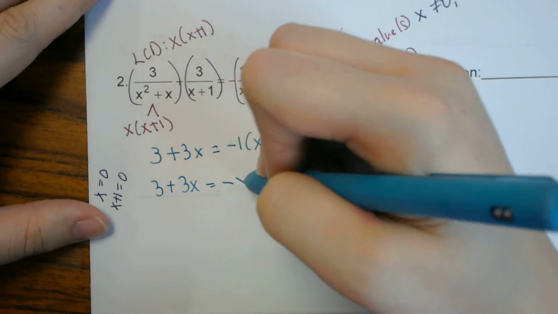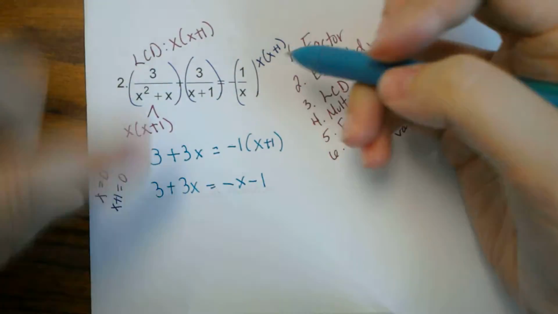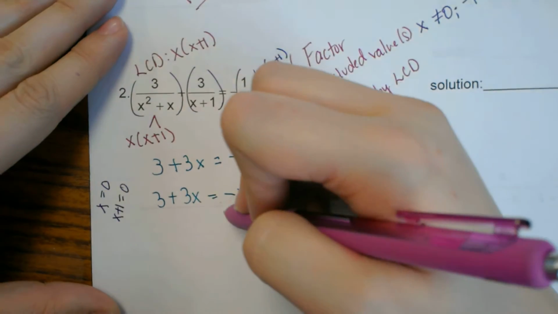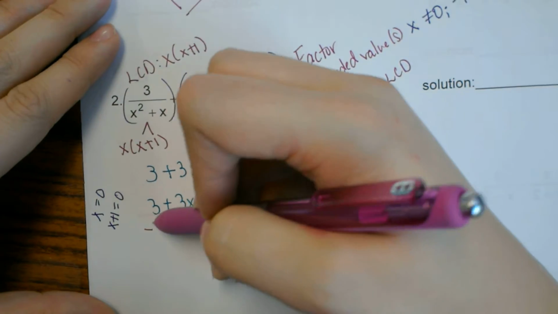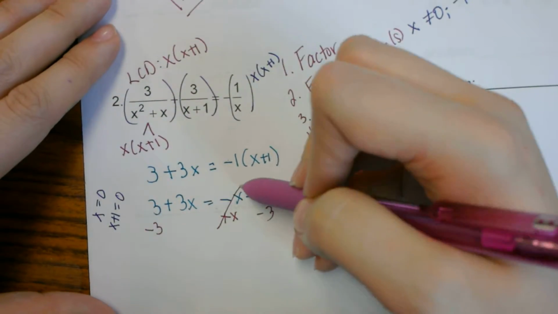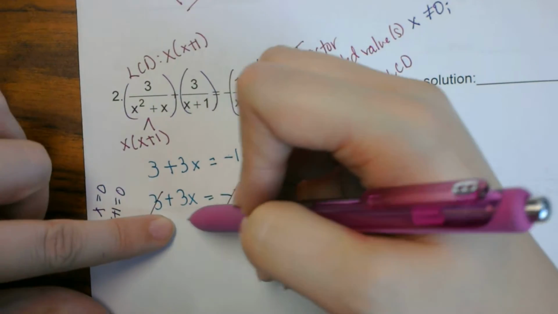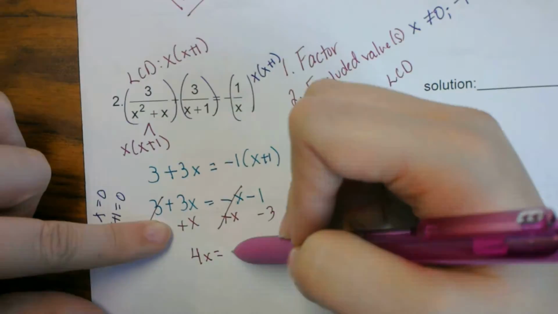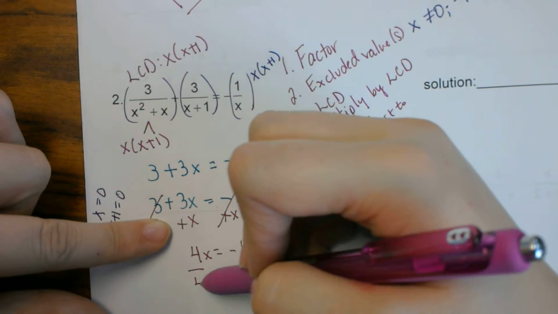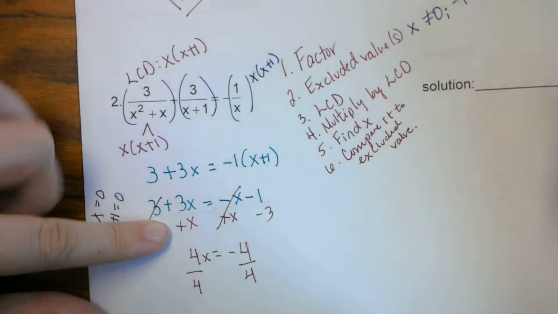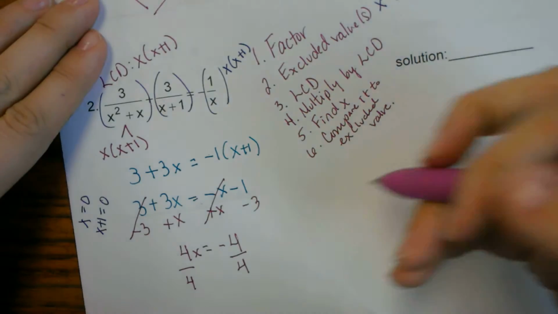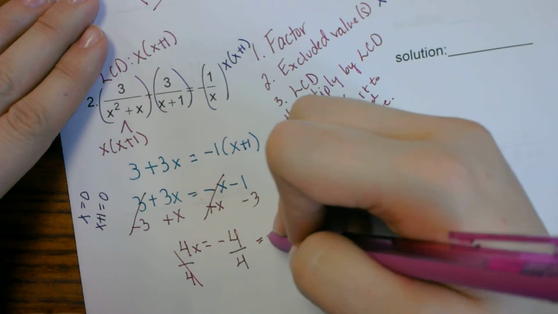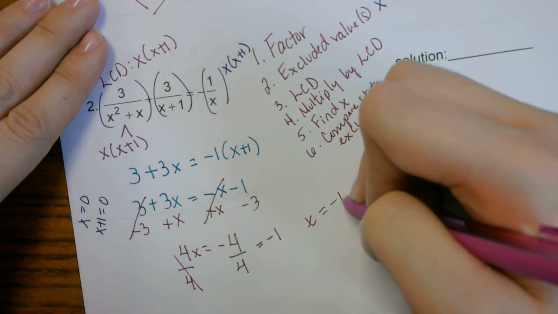So negative x, negative 1. So I have more x's on the left. So I'm going to add x, subtract 3. So I have 4x equals negative 4. So divide by 4. Negative 4 divided by 4 is negative 1, and I get x equals negative 1.